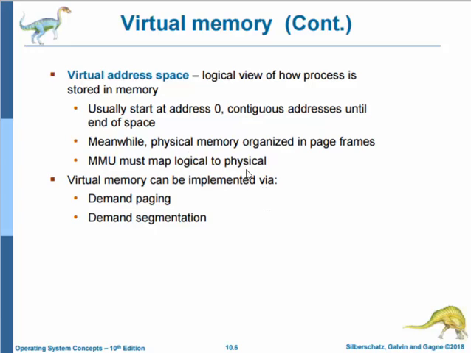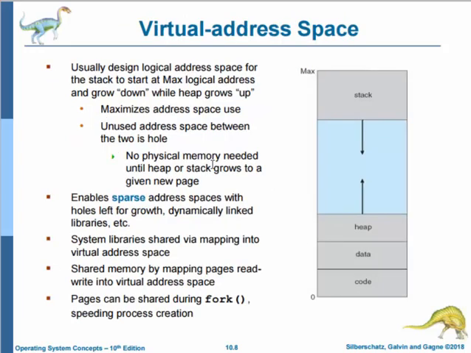Meanwhile, as we have learned, physical memory is organized in page frames, and the one that maps the logical address to the physical memory is what we call the memory management unit. Now, virtual memory can be implemented in two ways. They can be implemented using demand paging and demand segmentation. So here is an illustration of the virtual address space. In this illustration, we can see the design of the logical address space for the stack to start at the max logical address and grow down while the heap grows up.